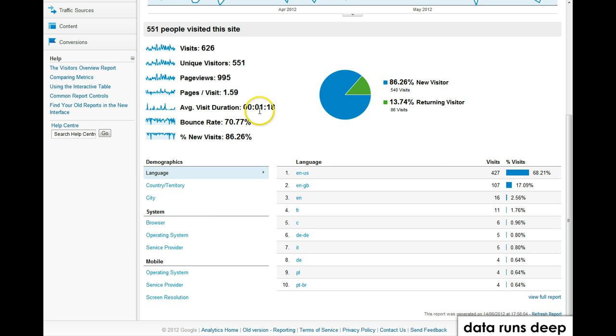Same really with the average visit duration, so 1 minute and 18 seconds. Someone comes along at second 0, they access one page and then go and view another page, and it's looking at the timestamps of how long people are spending on different pages, and sticking those together to get you an average visit duration.